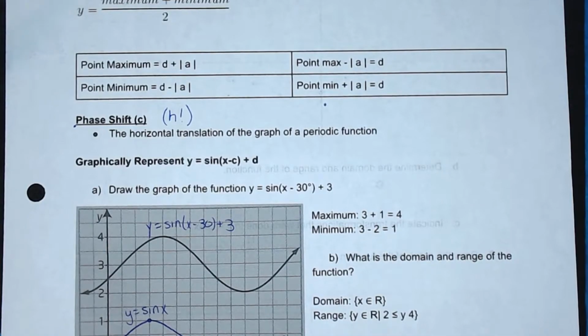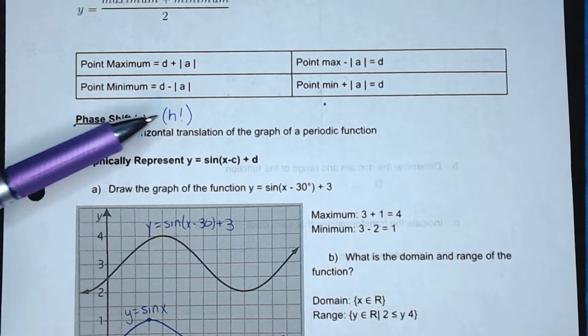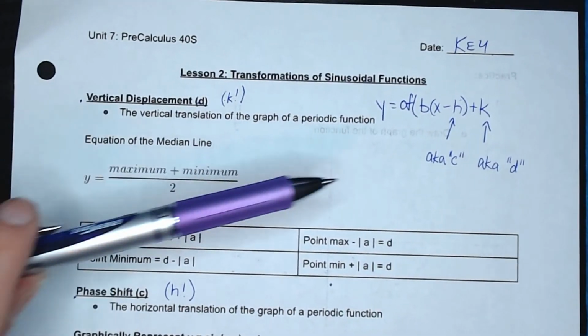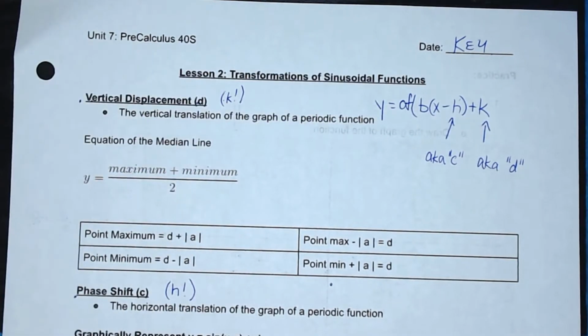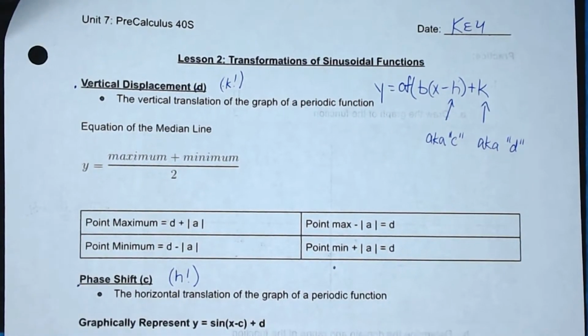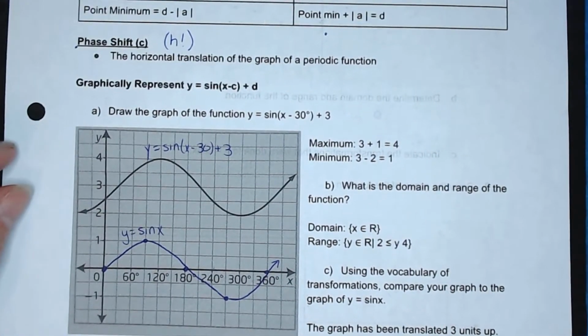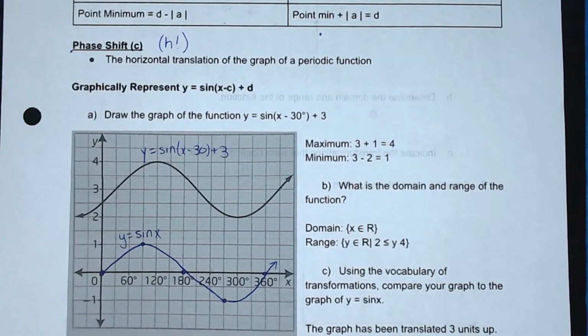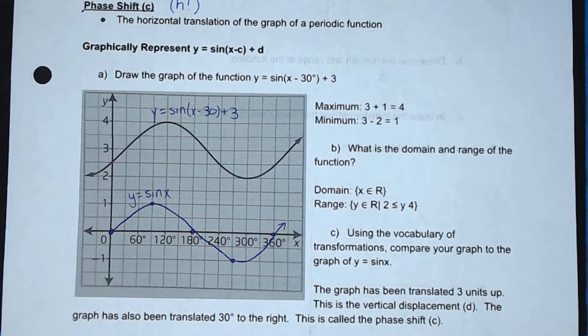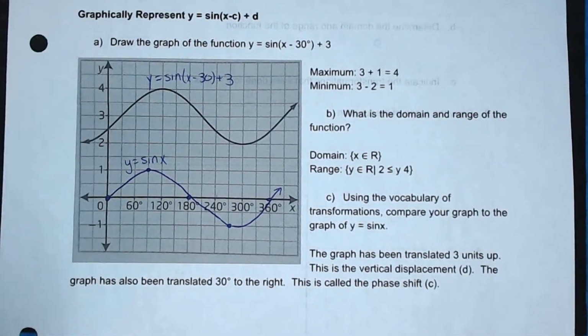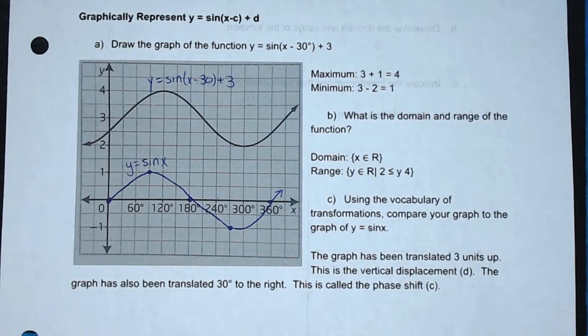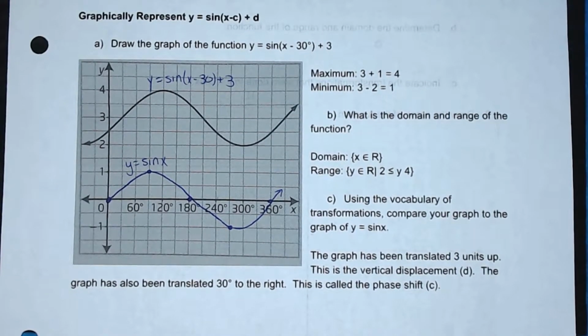The other translation that we can have is the phase shift C. This is equivalent to H in that original function. So this is our left or right shift. When you have the value for C, it's either going to move left or right depending on the value. So we have an example here. It says, graphically represent y equals sine of x minus C, plus D. So we've left A and B out. You already know how to do those horizontal and vertical stretches.